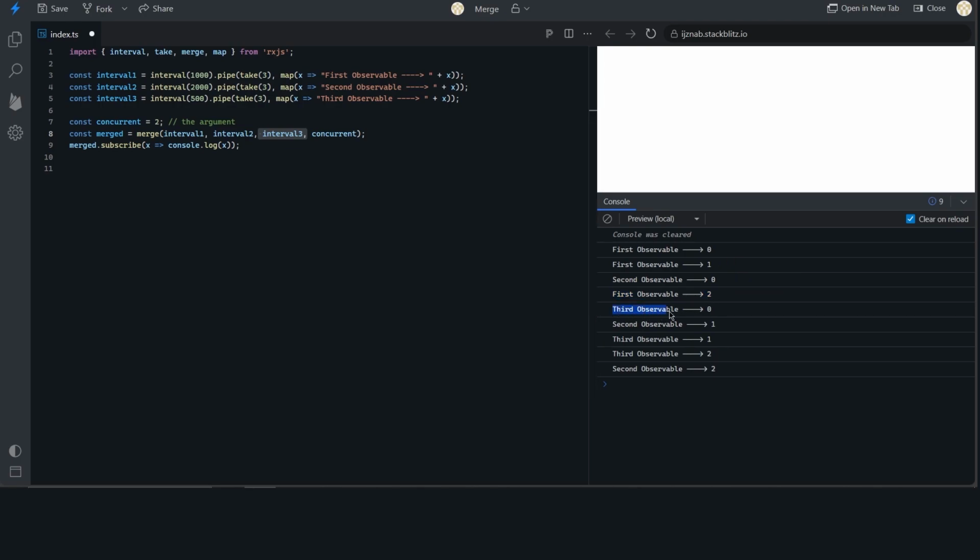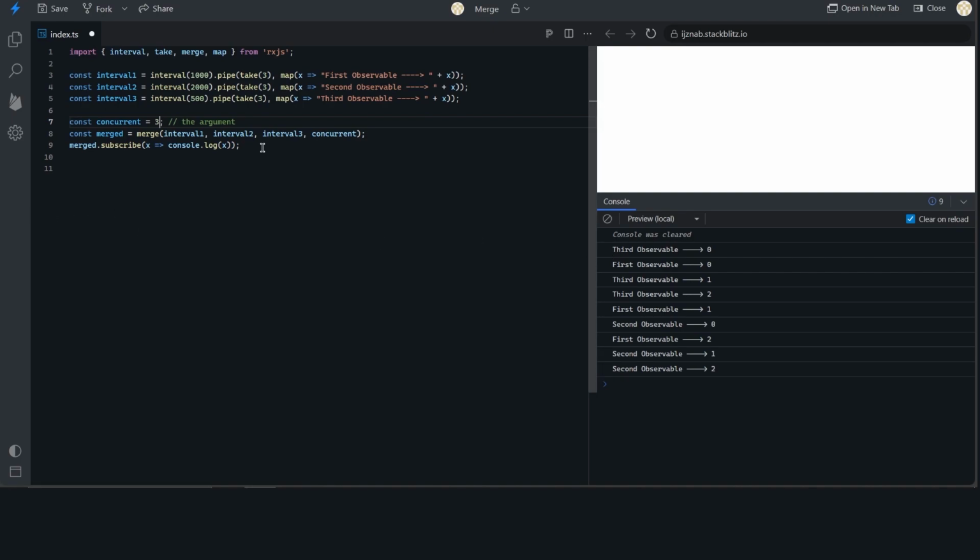The third observable starts emitting now because the first observable has been completed. So the third observable emits its first value. At 4 seconds, the second observable emits its second value. The third observable emits its second and third values. And then the second observable emits its last value. So just by adding one more parameter, the merge operator makes sure that it follows the concurrency based on the number. If we pass 3 here, it doesn't change anything. It would be the same as what we saw the very first time, so the third observable will be executed right from the start.